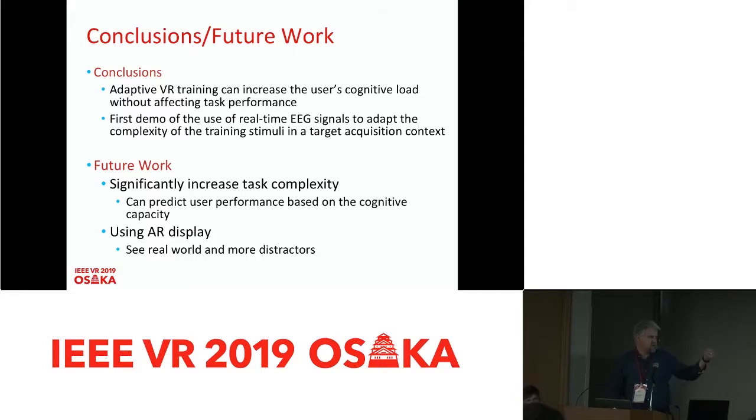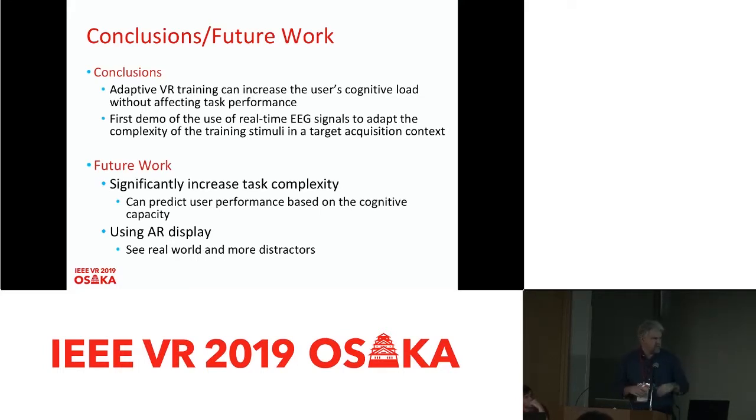So as I said before, we could increase the task complexity. And also, based on people's measured baseline cognitive capacity, we could also predict their performance. There might be some people that come in that perform very, very well on the N-back task, and we might be able to use that to predict that they'll actually be much better on this targeting task.